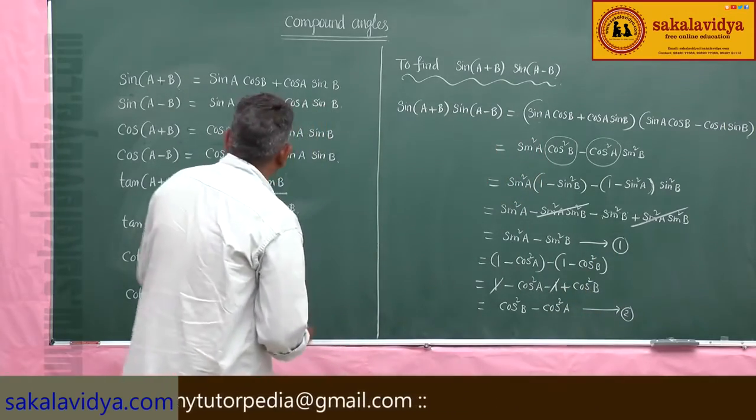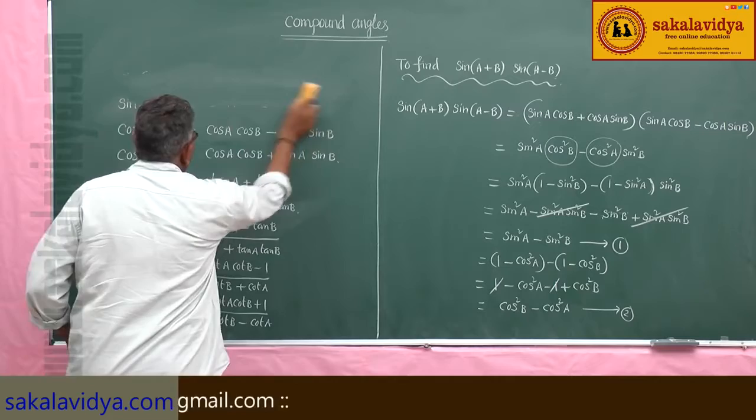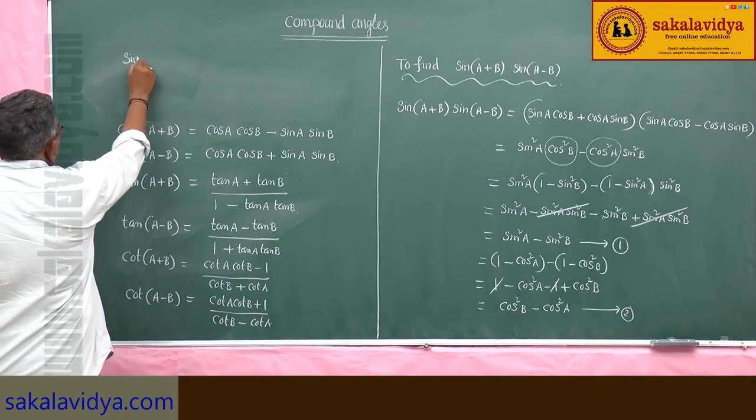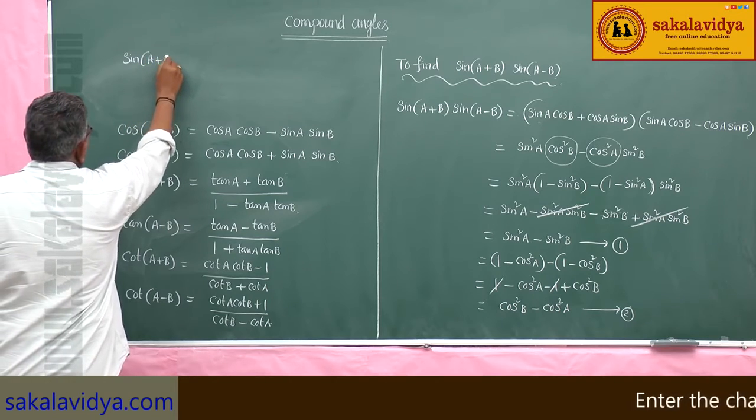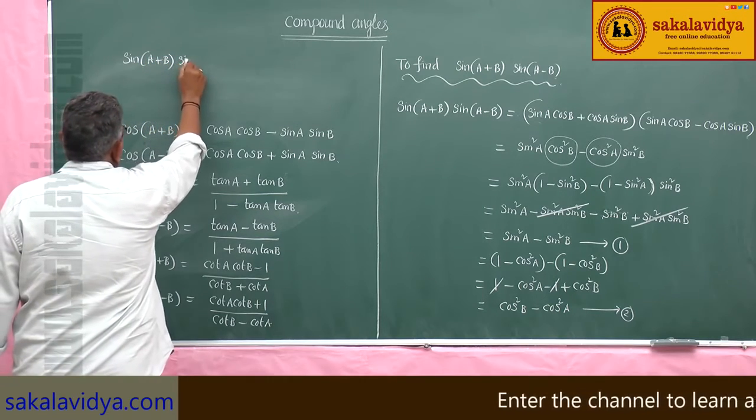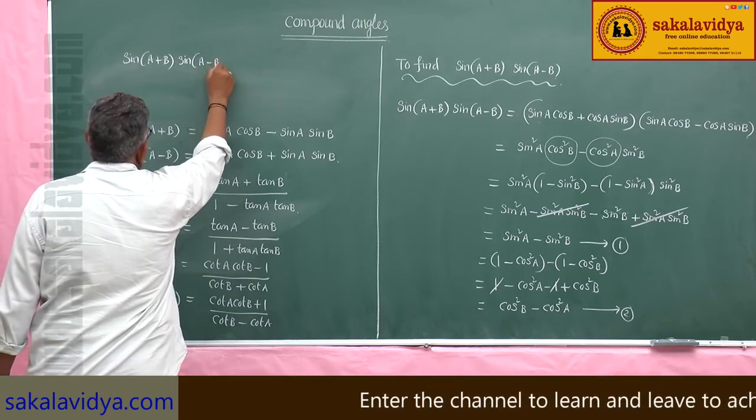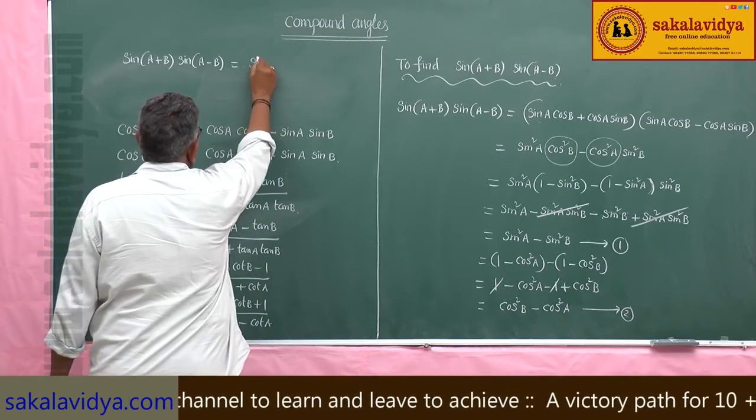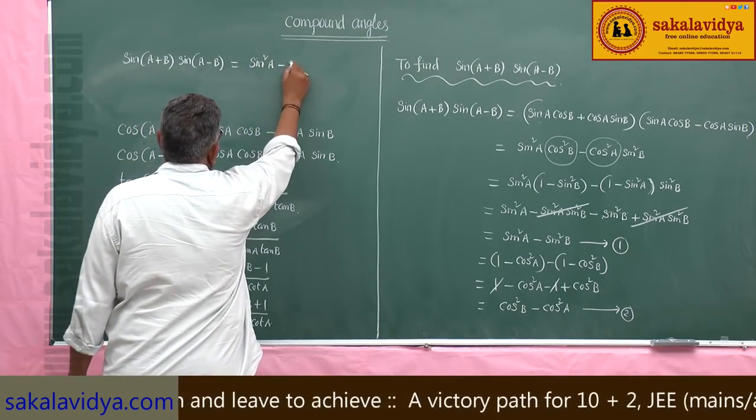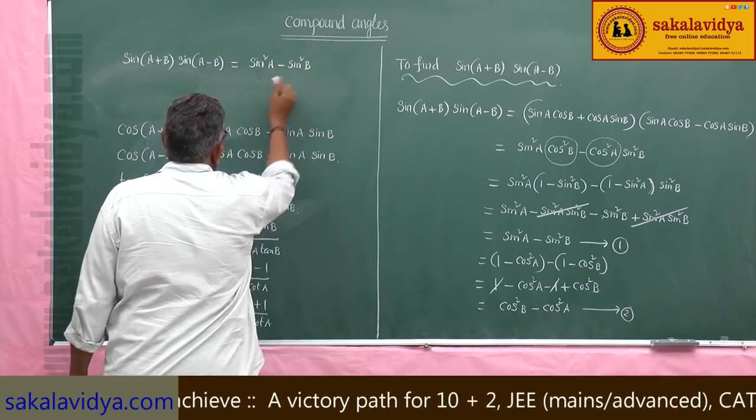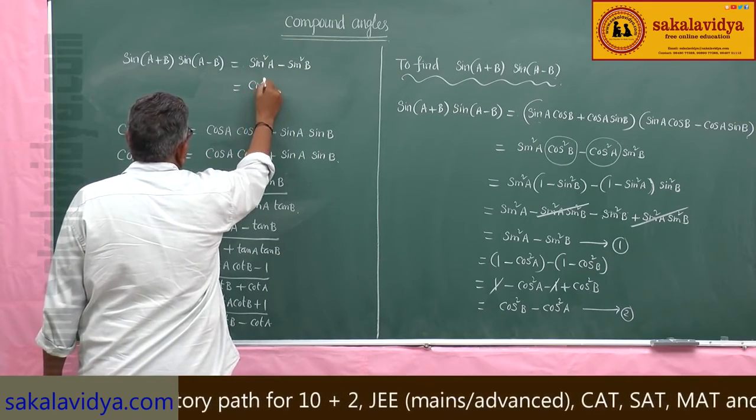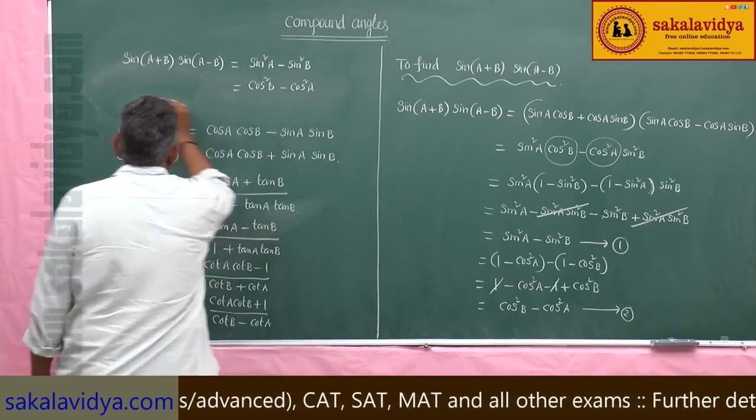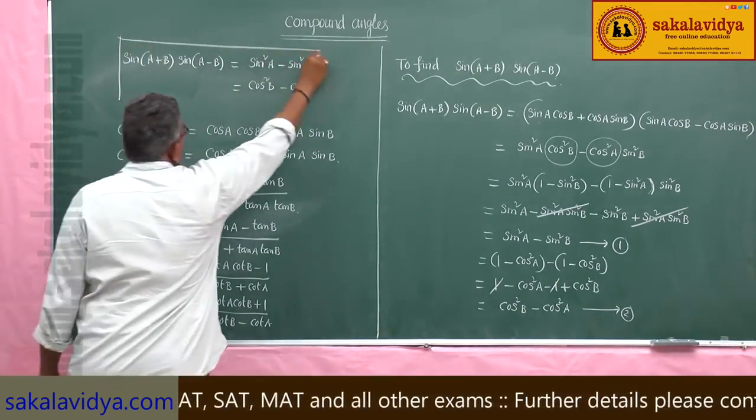Now from 1 and 2 we can write sin of A plus B into sin of A minus B equals sin square A minus sin square B, or cos square B minus cos square A. This is the formulation.